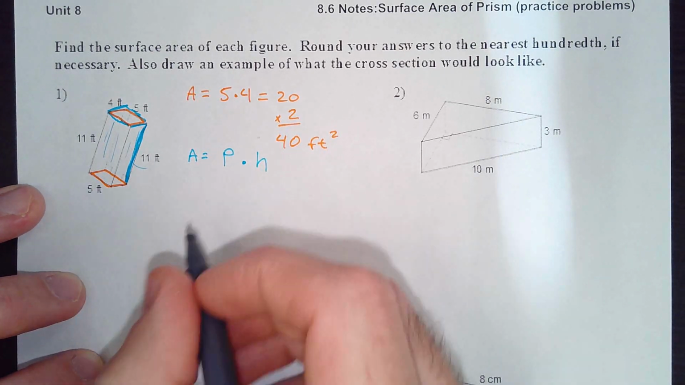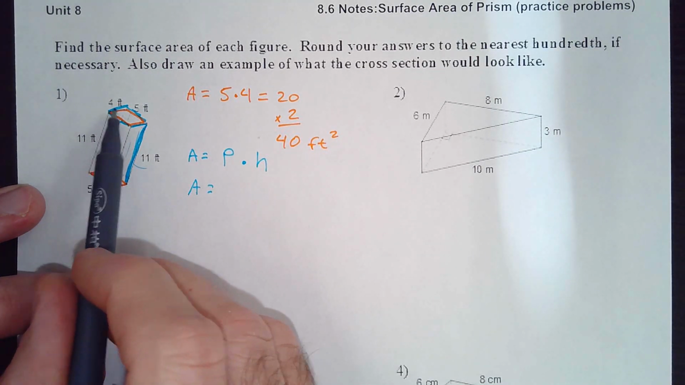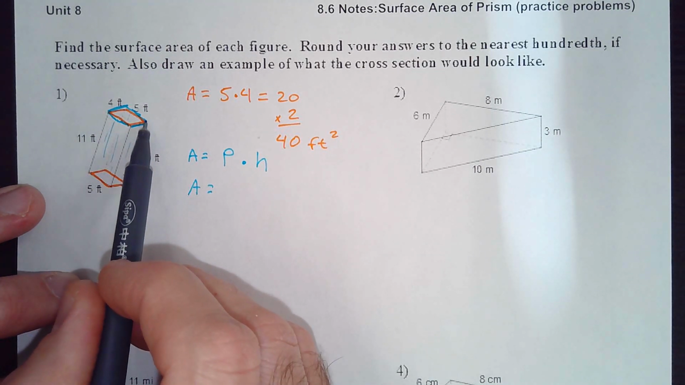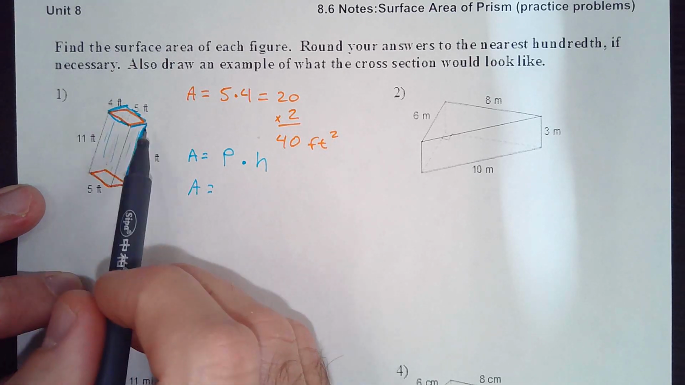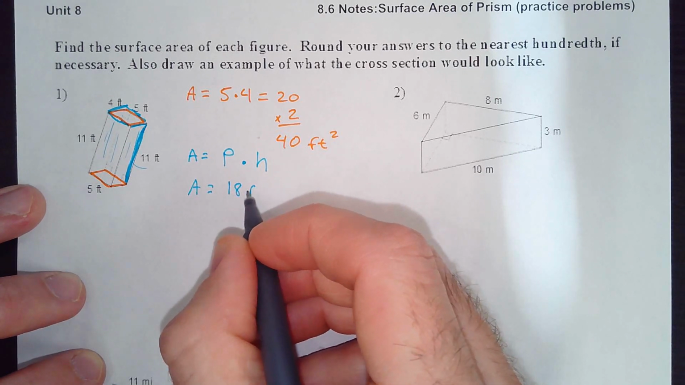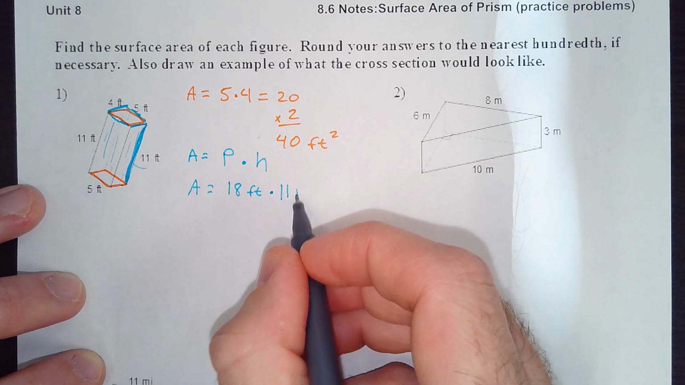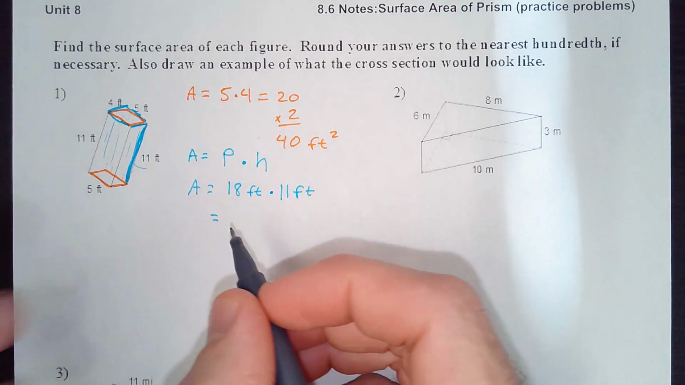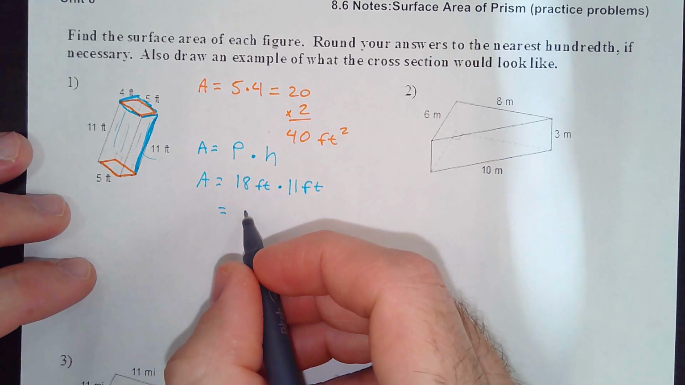So the perimeter here on our example is 4 plus 5 plus 4 plus 5. So that would be 9 and 9, 18 is our perimeter, 18 feet, times our height of 11 feet. So 18 times 11, let's see, is 198 feet squared.